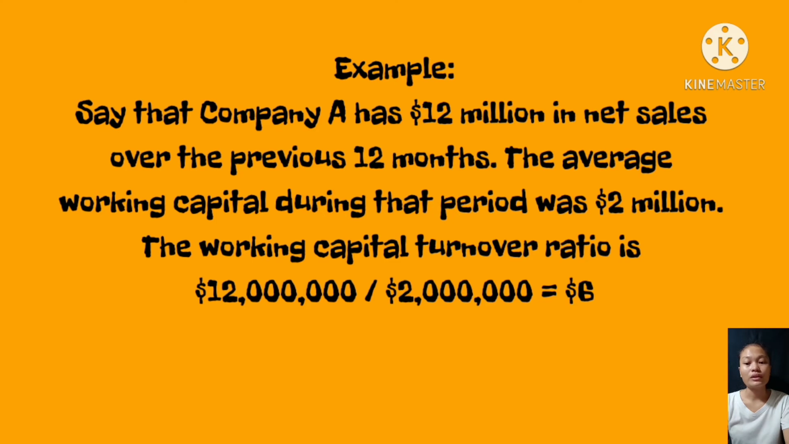The average working capital during that period was $2 million. The working capital turnover ratio is $12 million divided by $2 million, which is equal to 6. This means that every dollar of working capital produces $6 in revenue.